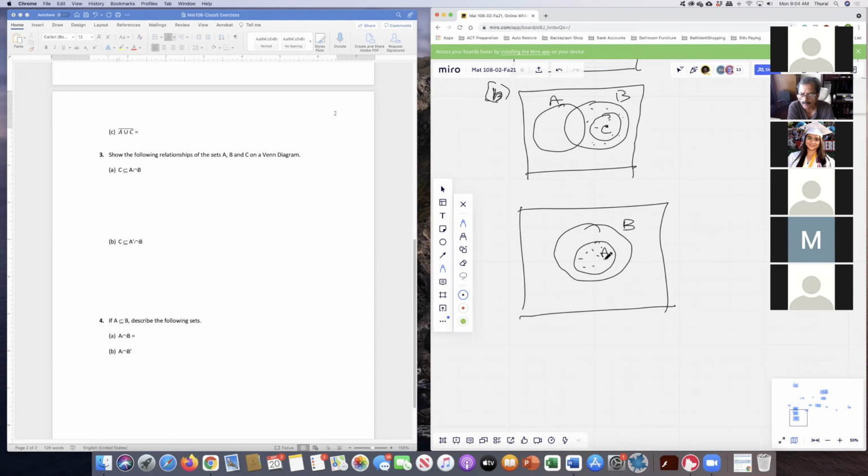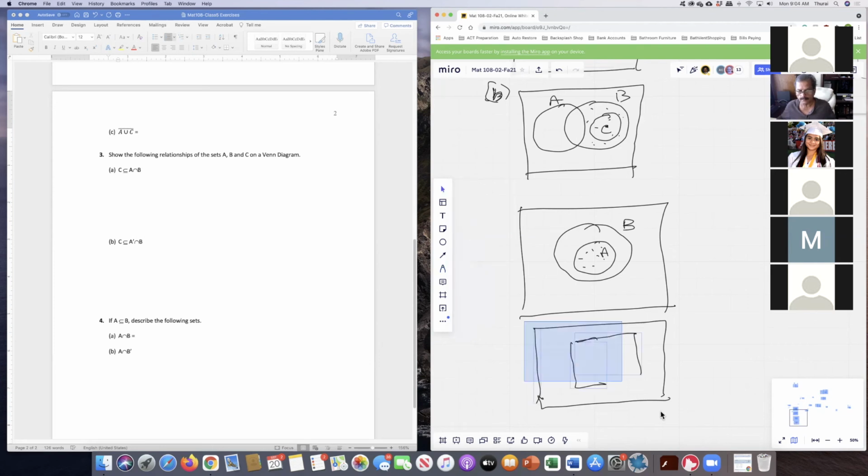Would it be A union B? A union B will be combining A and B. So if you combine A and B, that would be when A is inside B. Oops, sorry, that's the wrong picture. No, A union B is a wrong answer. I'm trying to explain why it's wrong. Would it be U, like universal? No.